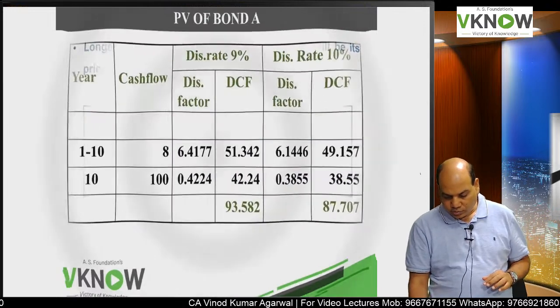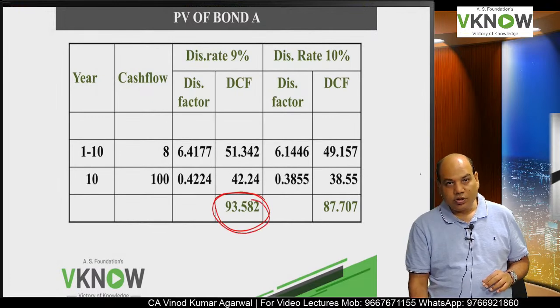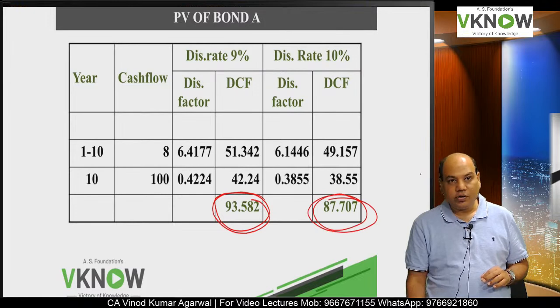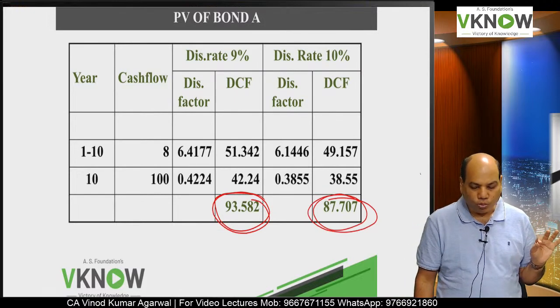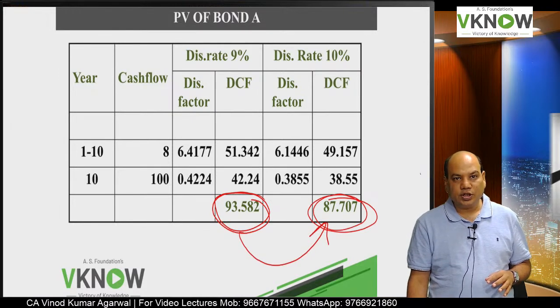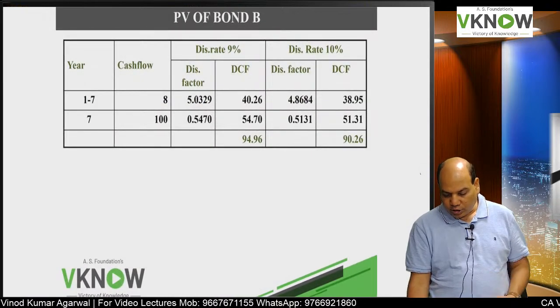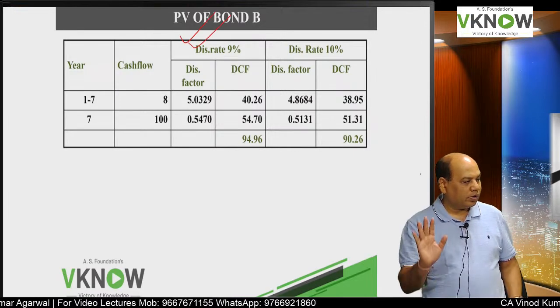Okay, so this was my bond A. You have the answer with you, 93.582. Don't write 87.707. You have done this in example 1. Only calculate the percentage change. Write down bond B, write down first in the answer. Bond A don't write, we have done it.